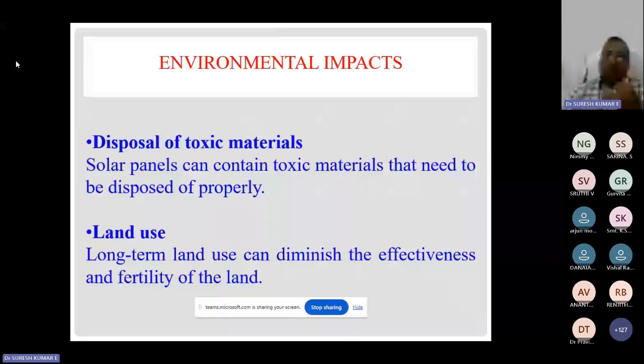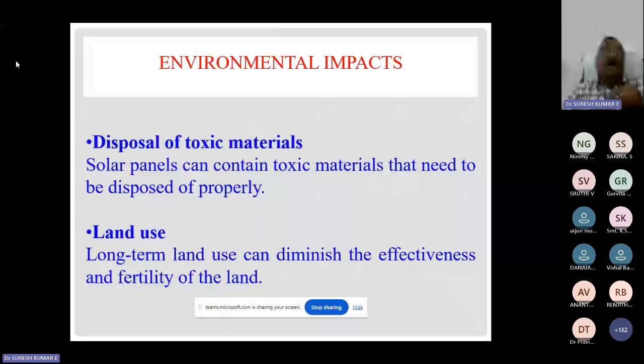So in solar panels, this toxic material is one of the issues at the time of operations, as well as even before, when we are converting metallurgical grade silicon into electronic grade. And disposal is a major issue: where will we dispose? So imagine after 30 to 50 years, what will be the situation?